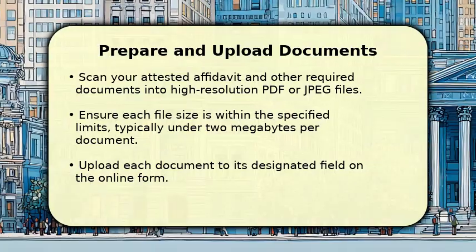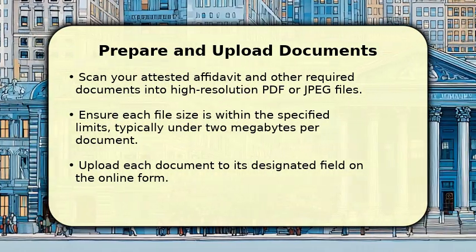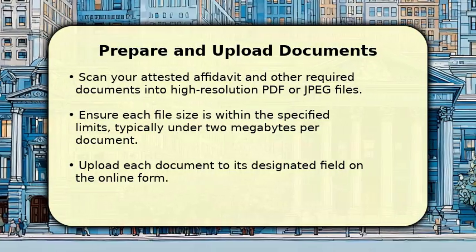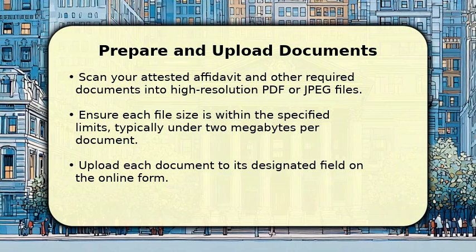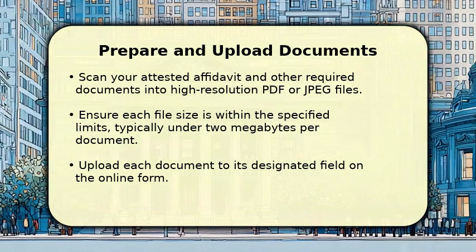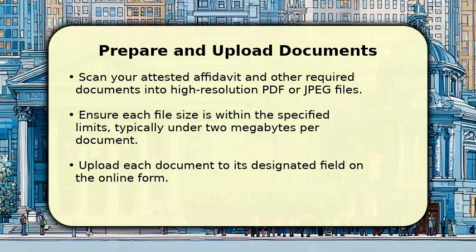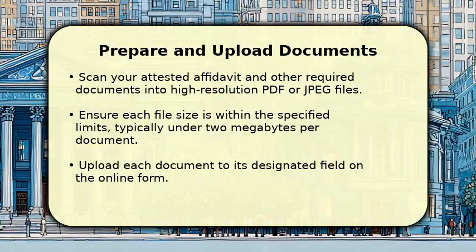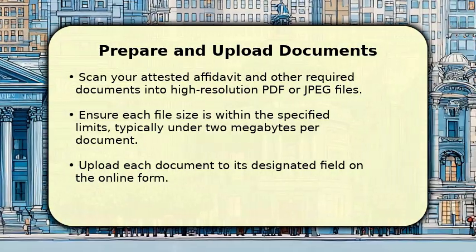Now, let's prepare your documents for upload. Scan your attested affidavit and any other necessary papers into clear, high-resolution PDF or JPEG formats. Pay close attention to file size limits. Most portals require files to be under 2 megabytes each. Carefully upload each document to its correct field on the online form, double-checking that everything is legible and accurate.